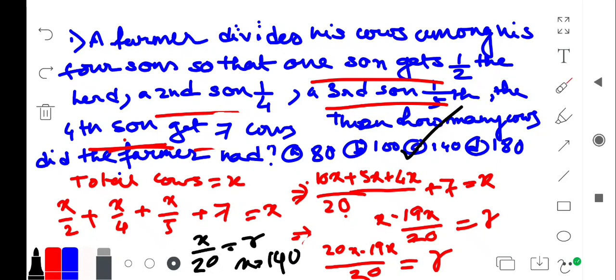Now we simply calculate, that is 20. Above the numerator there should be 10x plus 5x plus 4x plus 7 equal to x. Now x minus 19x by 20 equal to 7. So 20x minus 19x by 20 equal to 7. So x by 20 equal to 7. So x equal to 140. The answer will be 140. Okay. Next one.